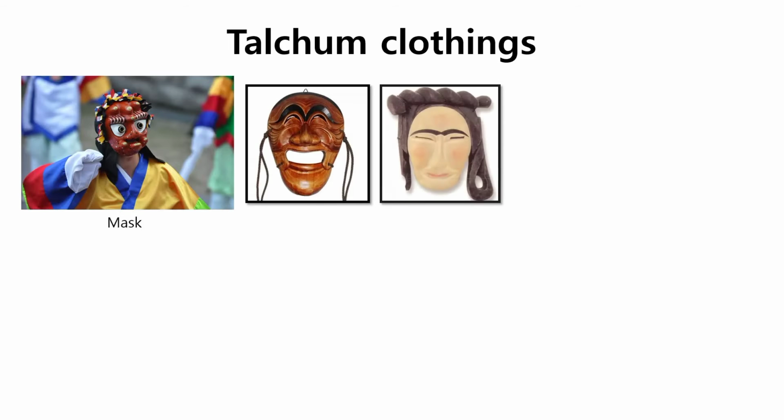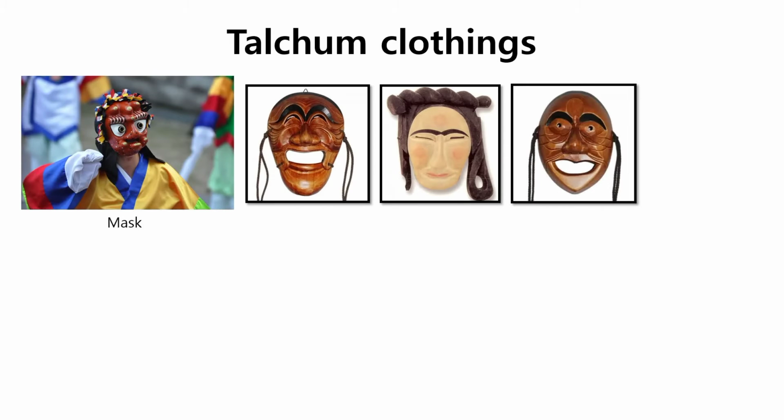Next, this one is called Kakshitar. This mask represents the pain and hardship of married women in society at that time. Next, this one is called Halmitar. Her head is raised sharply and her eyes look strong. And she plays the role of the grandmother who laments the hardship of her life.